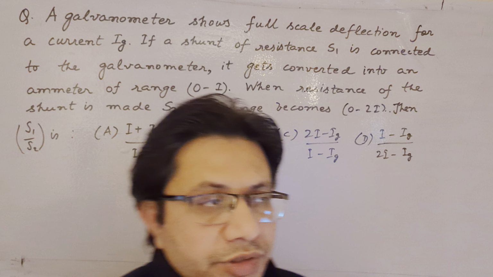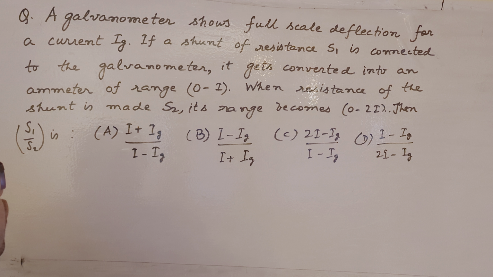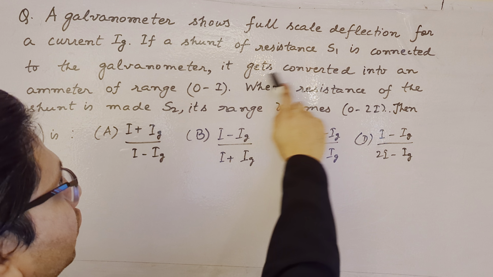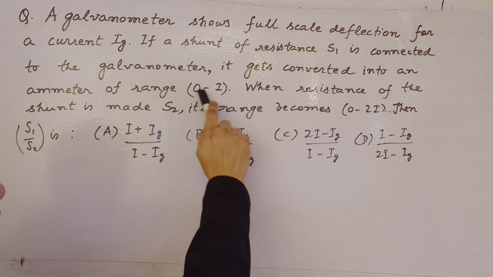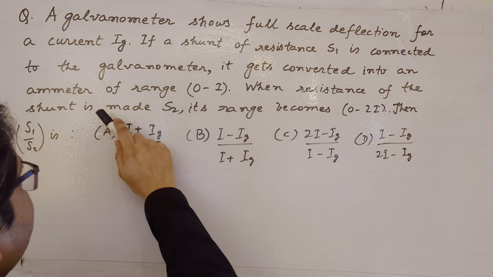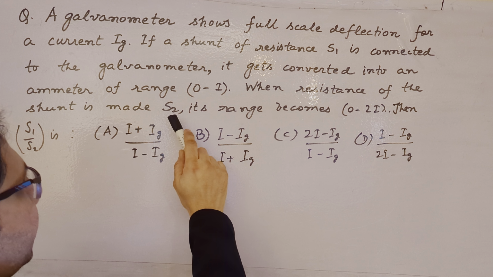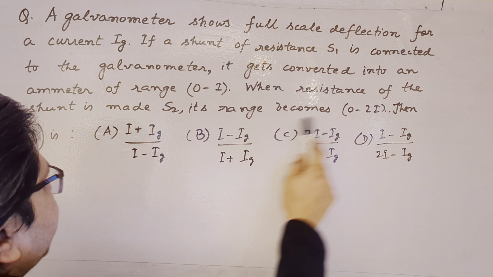Hello students, the question is: a galvanometer shows full scale deflection for a current Ig. If a shunt of resistance S1 is connected to the galvanometer, it gets converted into an ammeter of range 0 to I. When the resistance of the shunt is made S2, its range becomes 0 to 2I.